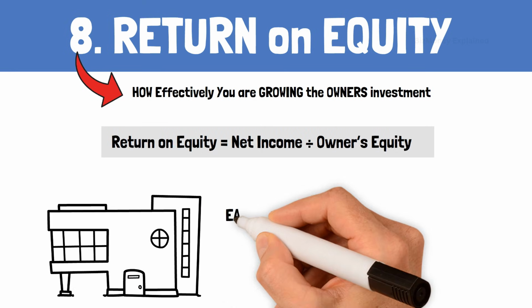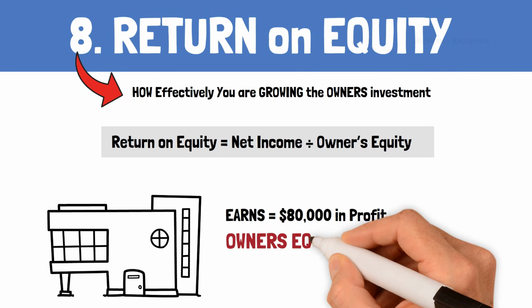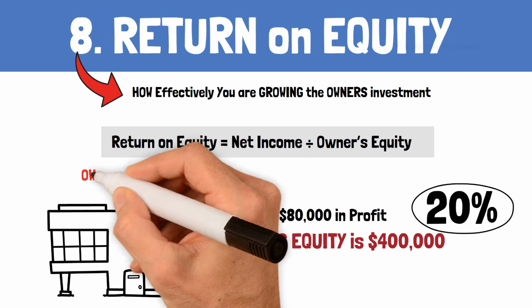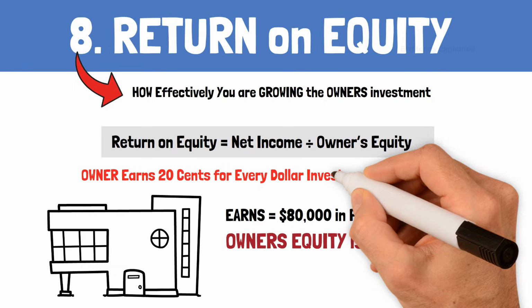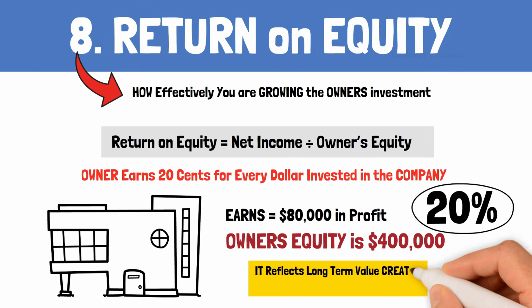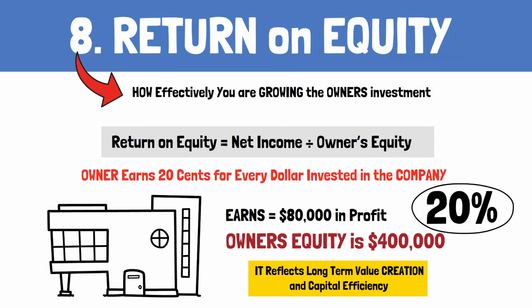If your business earns $80,000 in profit and the owner's equity is $400,000, divide $80,000 by $400,000 and you get 20%. That means the owner earns 20 cents for every dollar invested in the company. Investors and lenders watch this closely because it reflects long-term value creation and capital efficiency.